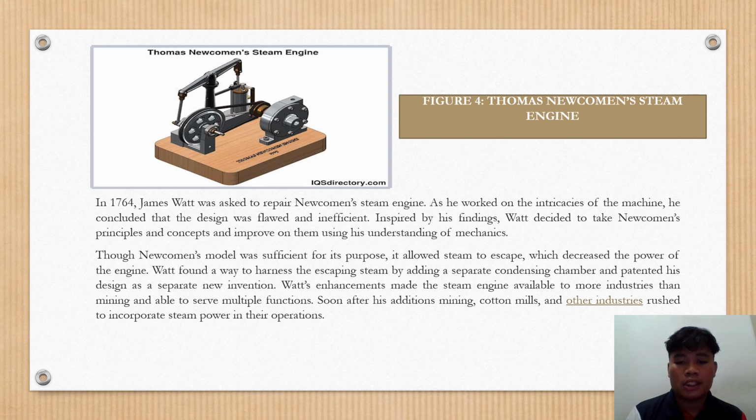Though the Newcomen model was sufficient for its purpose, it allowed steam to escape, which decreased the power of the engine. Watt found a way to harness the escaping steam by adding a separate condensing chamber and patented his design as a separate new invention. Watt's enhancement made the steam engine available to more industries than mining and able to serve multiple functions. Soon after, mining, cotton mills and other industries incorporated steam power in their operations.